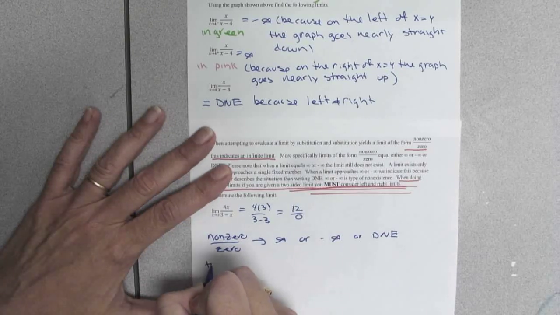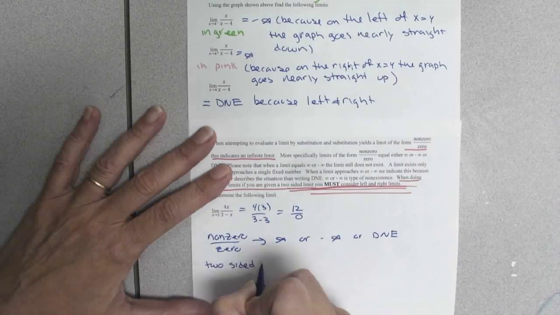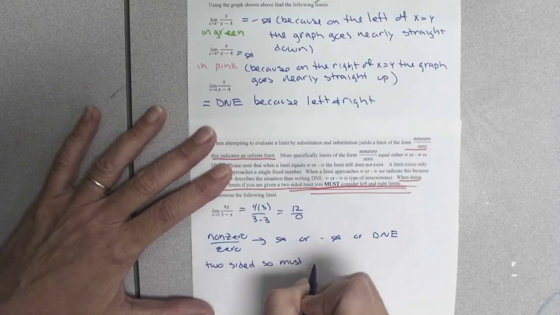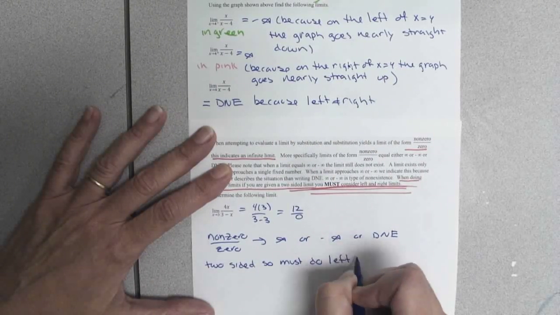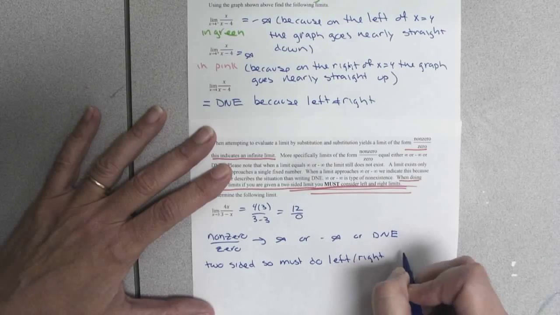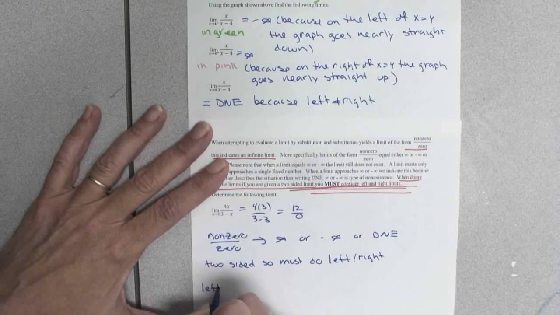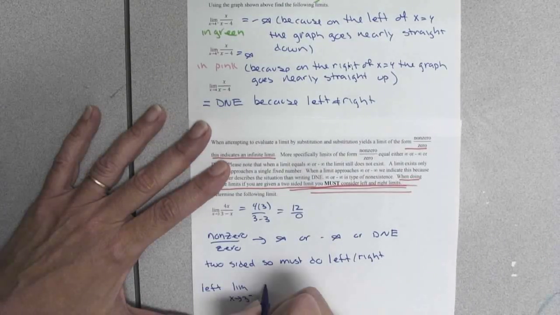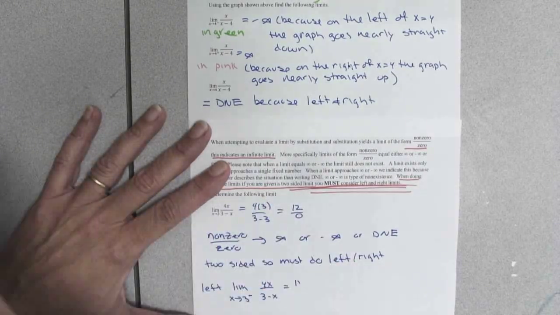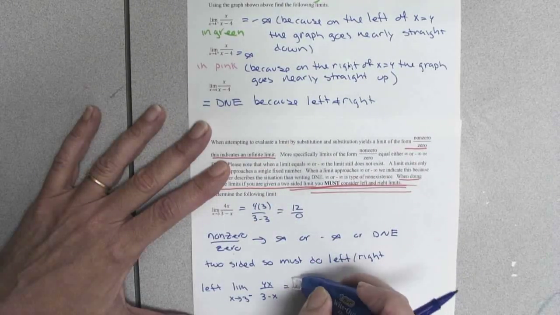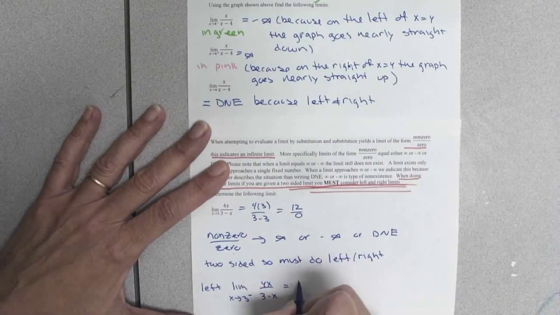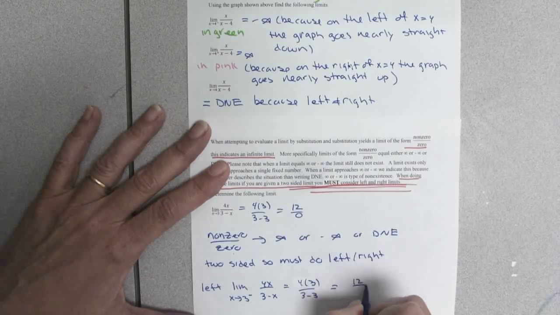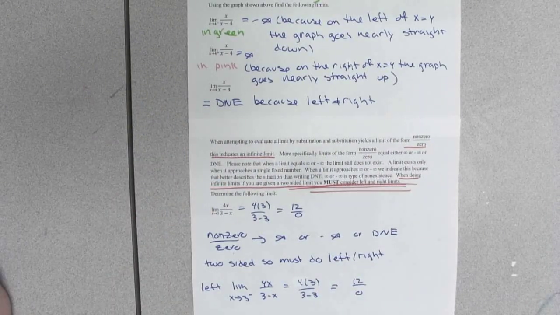So it's a two-sided limit, so you must do left and right first. In no particular order, let's do left. So the limit as x approaches 3 from the left of 4x over 3 minus x. I'm going to substitute first, just like I always do. So that's going to be 4 times 3 over 3 minus 3, 12 over 0, which I already had before.